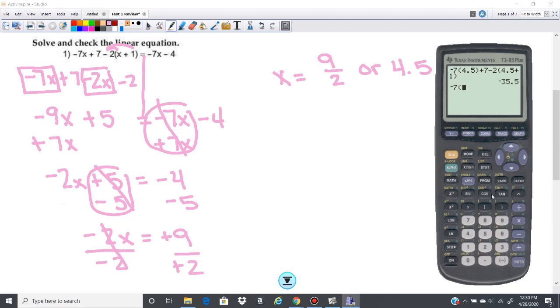And then we have negative 7 times 4.5, or let me just use a parentheses here, and then minus 4. And that also gives me negative 35.5. So if it equals out on either side, then we know we have solved the equation correctly.